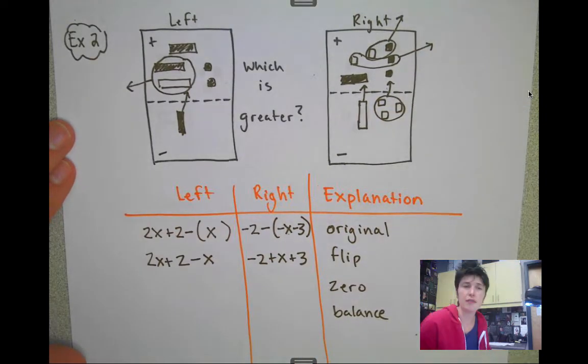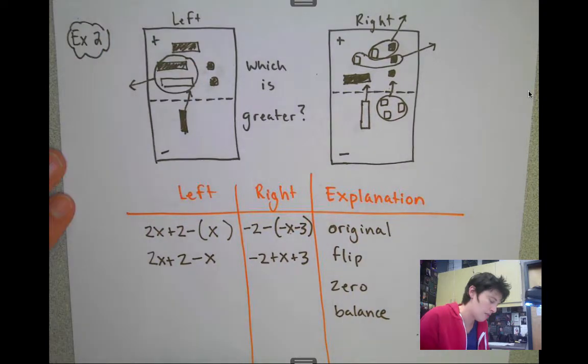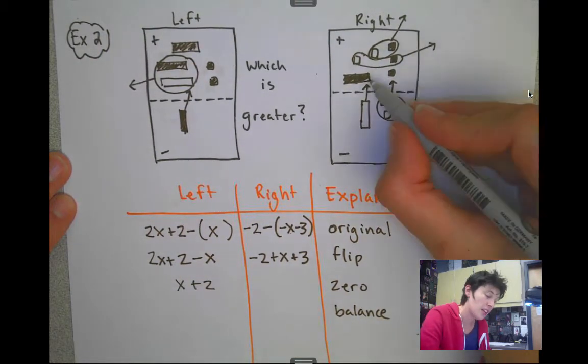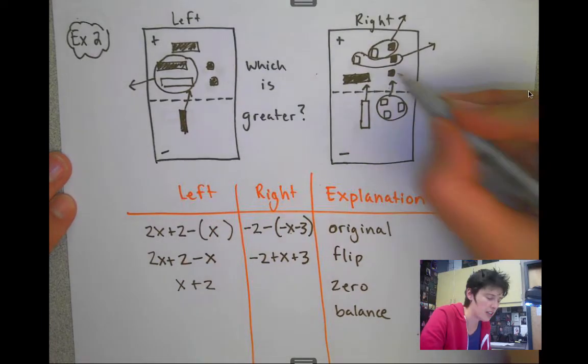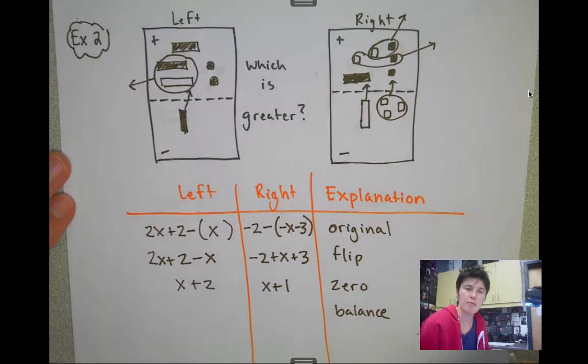Alright, so what's left over? Well, we still have an x and 2 units on the left, so x plus 2. We still have an x and a 1 unit, x plus 1, on the right. And I'm ready for my next step.